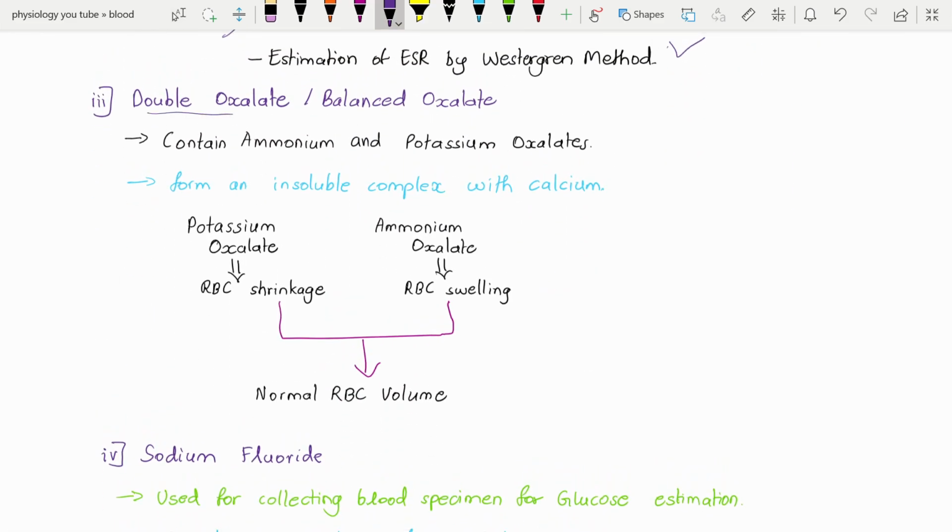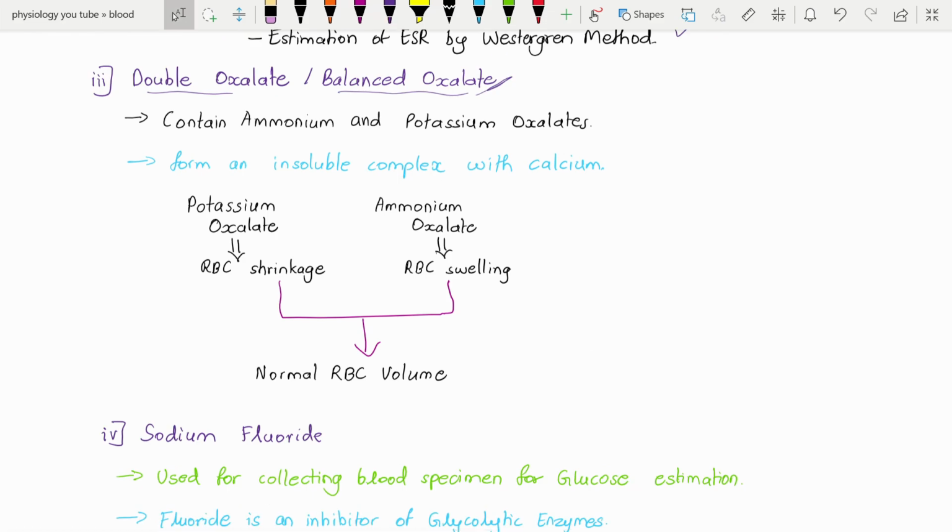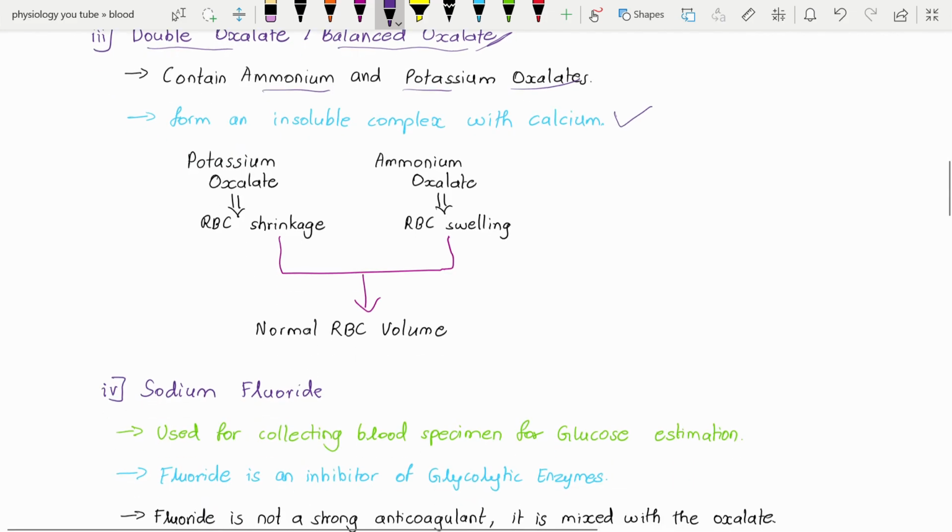Double oxalates, or the balanced oxalate. Just note down the word balanced here. These contain ammonium and potassium oxalates. So there are two different oxalates, ammonium and potassium. This double oxalate is a mixture of these two, and again the same mechanism happens with the calcium.